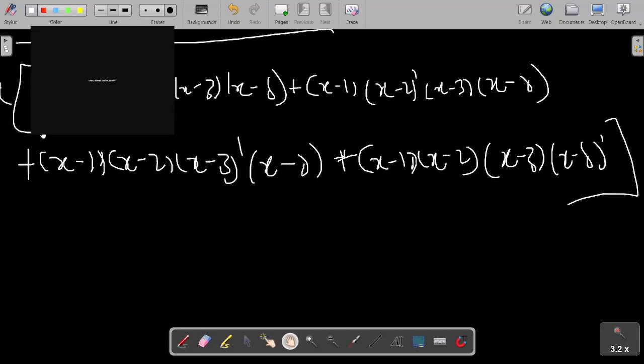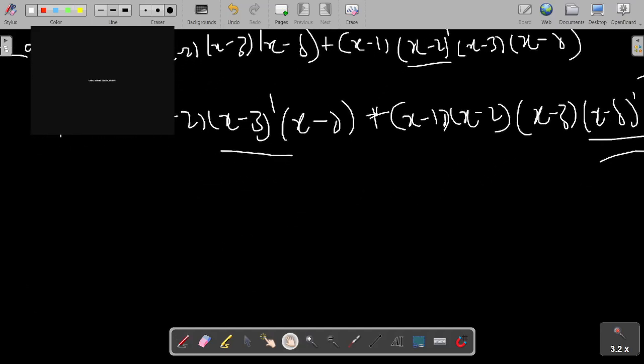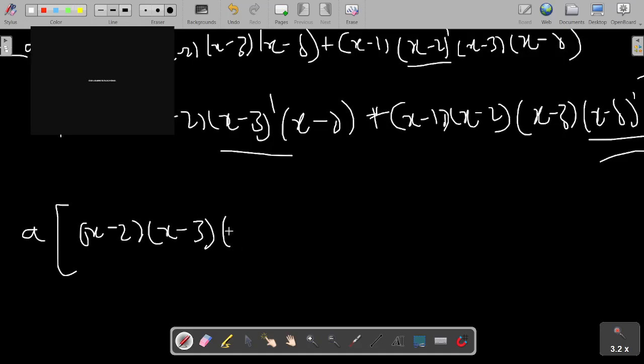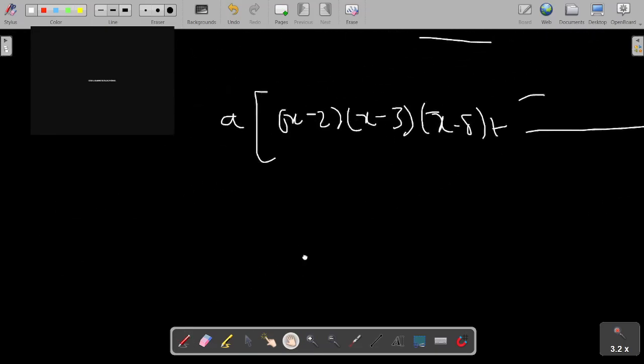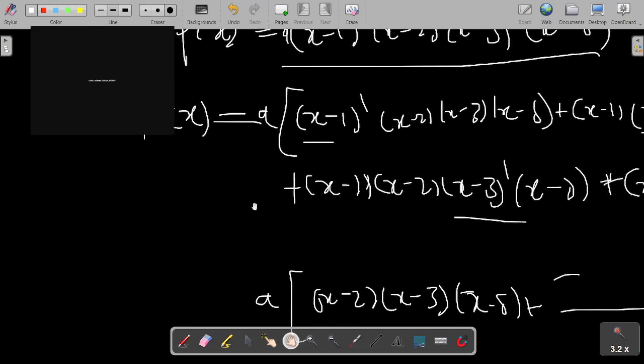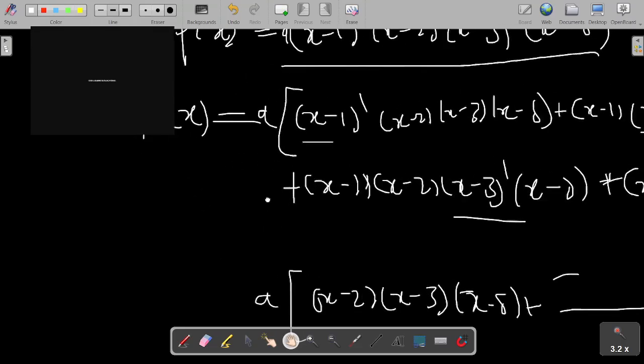So this expression, this thing right here, this thing right here, this thing right here, and this thing right here becomes 1. So let me write the simplified version for this. It is a times x minus 2 times x minus 3 times x minus delta plus, you know the deal, how we write this simplified.